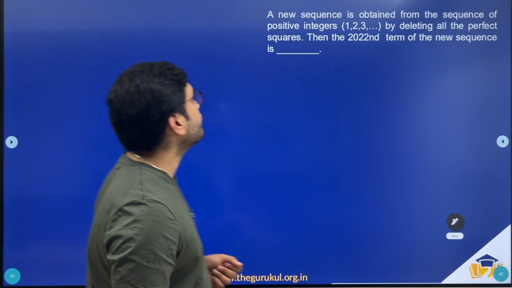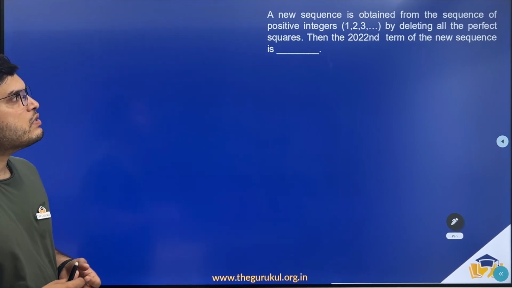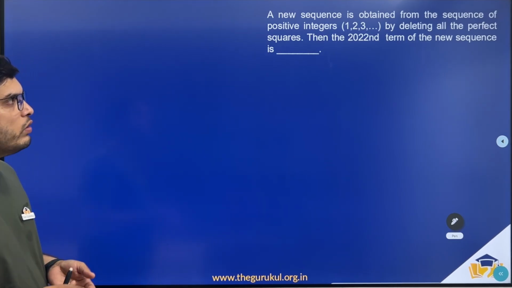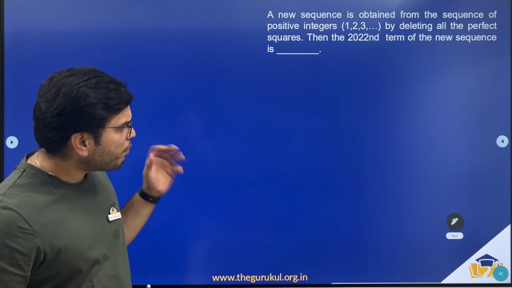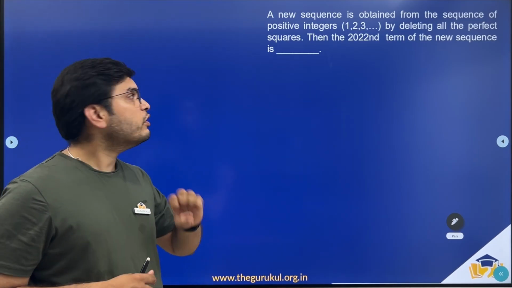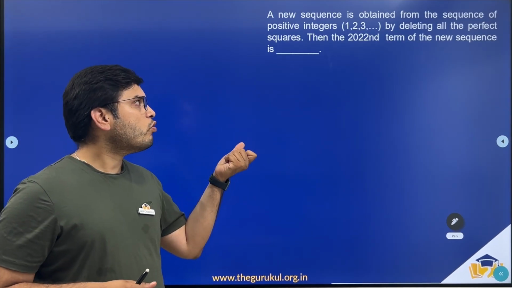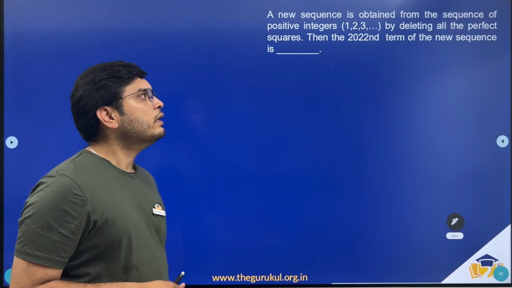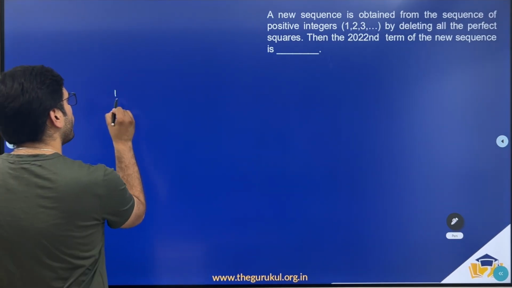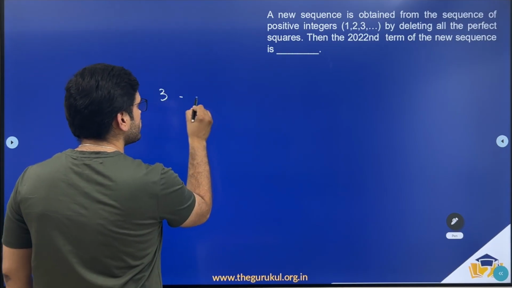Now coming to the second question. A new sequence is obtained from the sequence of positive integers 1, 2, 3, and so on, by deleting all perfect squares. Then the 2022nd term of the new sequence is, right?